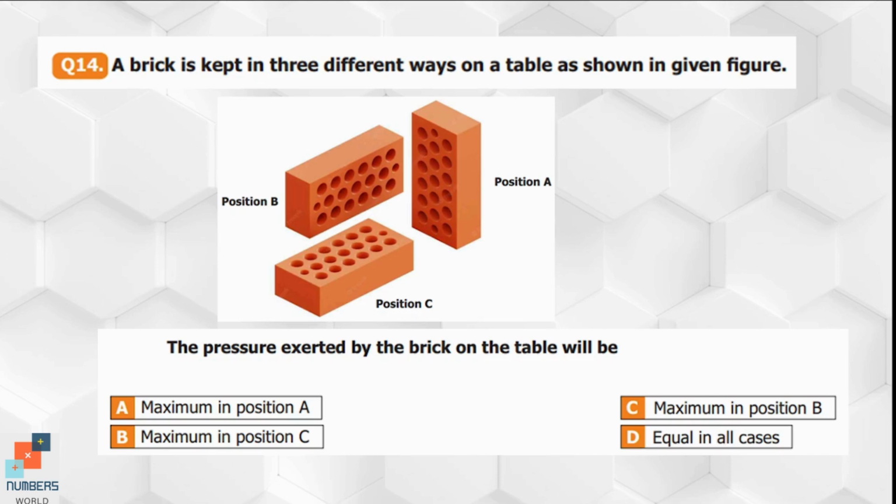So basically a brick standing on its smallest face exerts maximum pressure on the table because pressure depends on the area in contact with the surface. Pressure is calculated by dividing the force, that is the weight of the brick, by the area. So when the brick stands on its smallest face, like position A of the brick is representing, the contact area is the smallest, resulting in the highest pressure. So we will choose option A. Maximum is in position A.